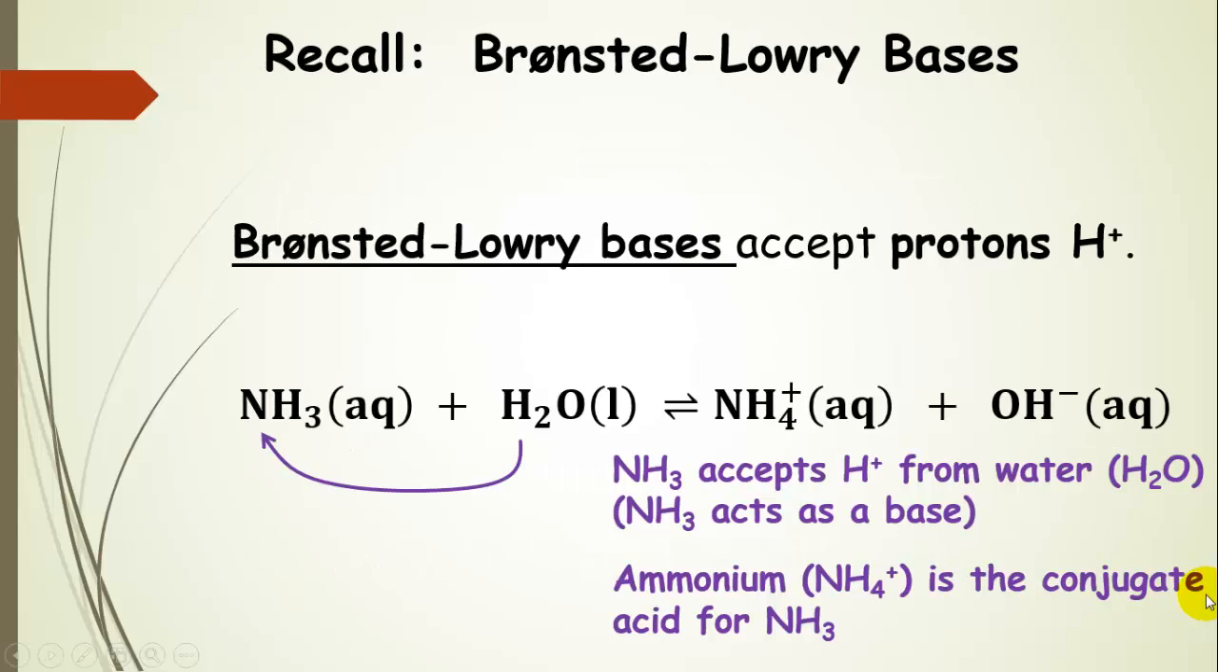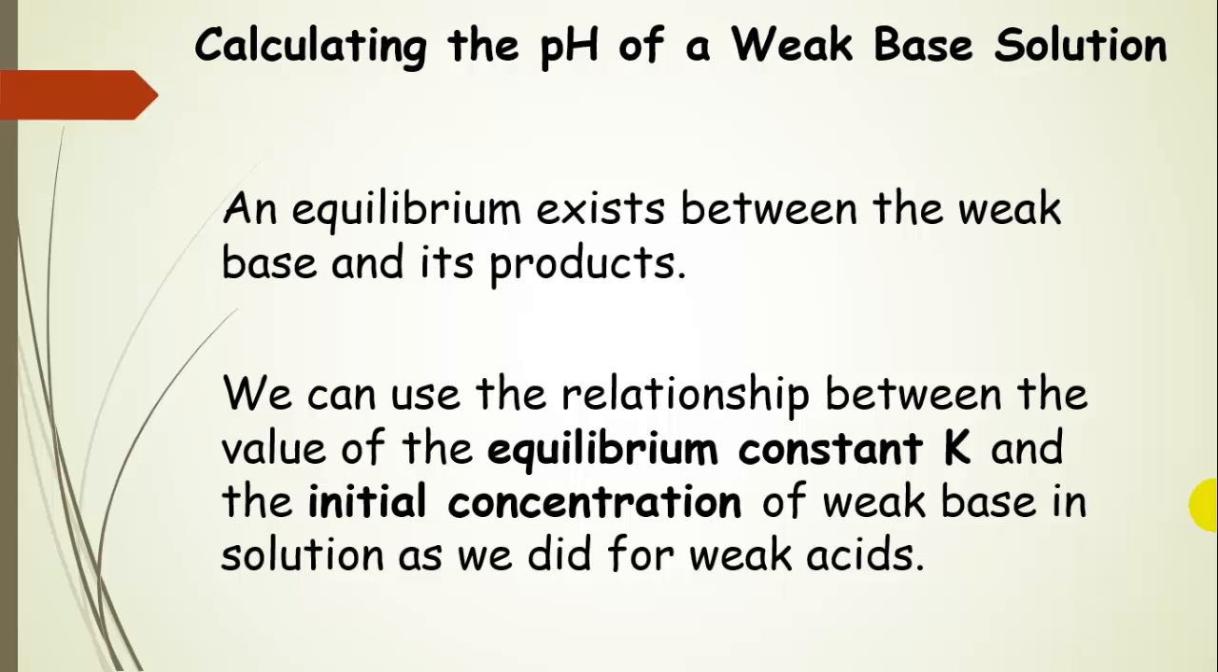Now let's also remind ourselves of the Bronsted-Lowry definition of a base. These are compounds that accept protons, or H+. So again, we have ammonia in solution reacting with water. Water is acting as the acid. It's donating an H+, and ammonia is accepting it. And that forms ammonium and hydroxide. And so ammonia is accepting the proton from water and acting as a base, and ammonium is the conjugate acid for ammonia. Okay, so how do we calculate the pH of a weak base solution?